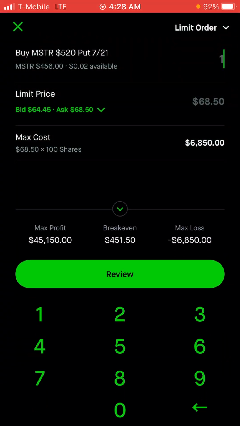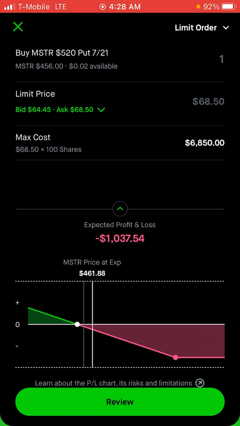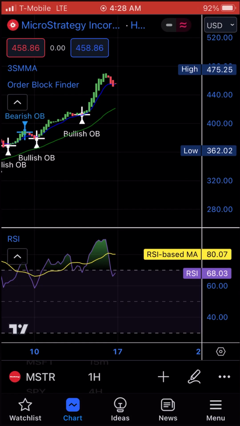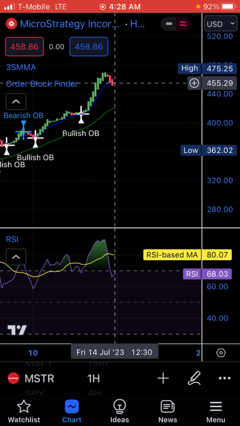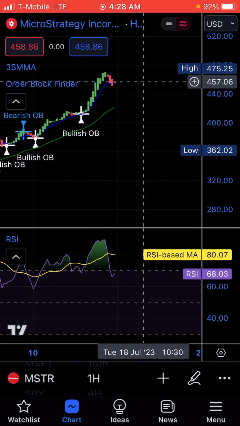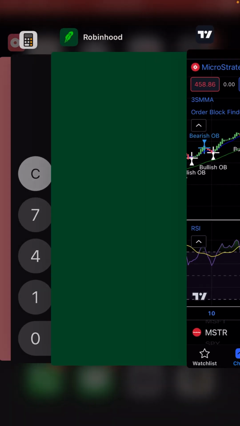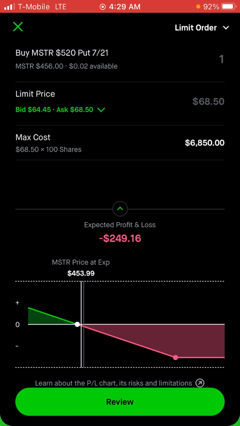So right here we see this would probably be a good one to do, if you have the money for it, and if you look at the charts and you get the signal. From what it looks like right now, I would wait until my order block finder had printed out a bearish signal here. But anyway, these are the prices right now, so let's see where you would be in profit if you took this one as a contract.